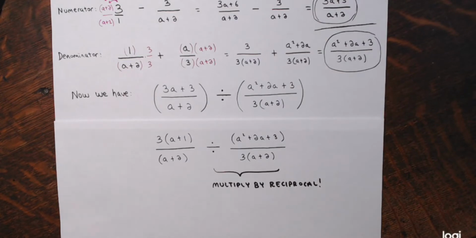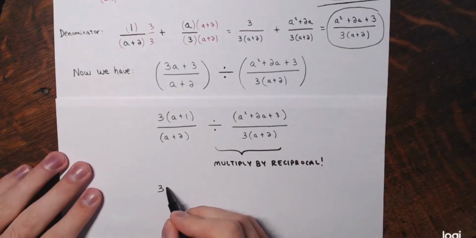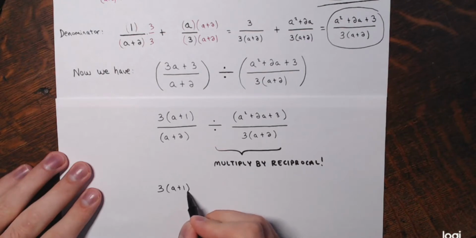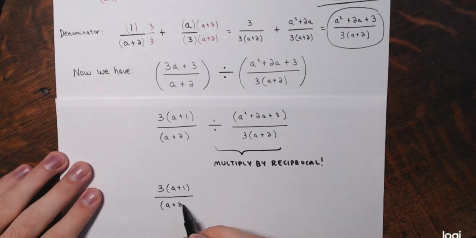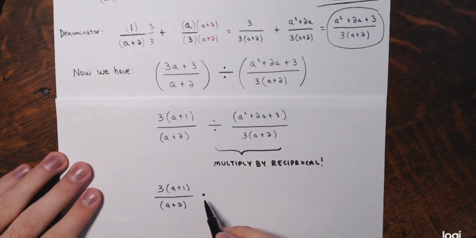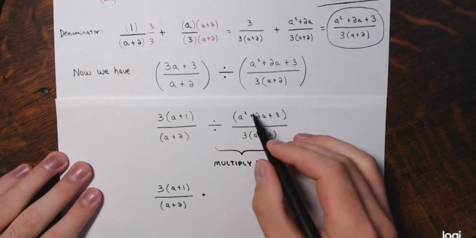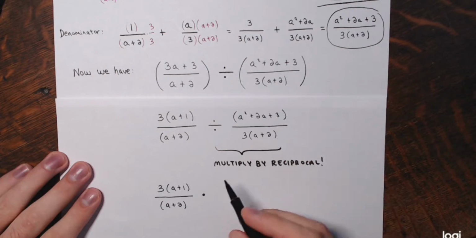So now we have this: 3 times, the first fraction doesn't change, right? 3 times a plus 1 over a plus 2. But now the division problem becomes a multiplication problem. Times, and then the reciprocal of this, right? Flip it over. Numerator becomes denominator, denominator becomes numerator.